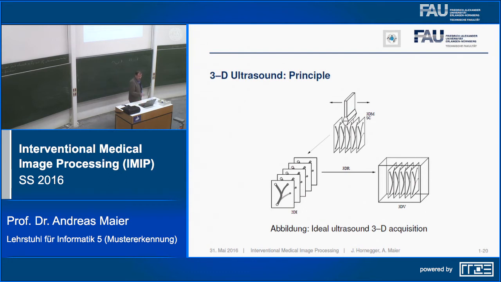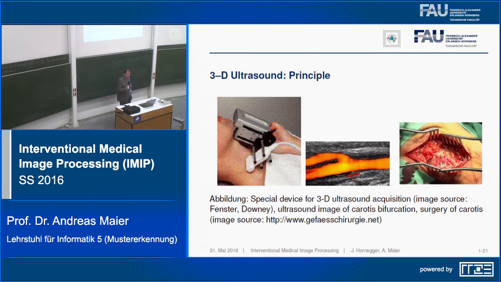But typically, there are actually solutions to that, and people have been building such systems. So for example, this very handy device here, you can put in an ultrasound probe head, and then it will move the probe with a fixed speed, and so you are able to actually sample a 3D volume. And then you can actually visualize a carotid bifurcation here and use it to prepare your intervention.